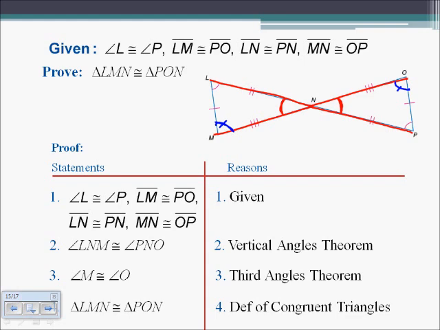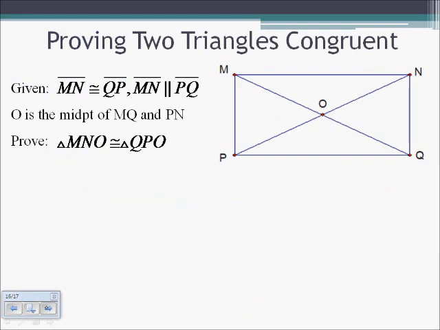Alright, let's take that and apply it to a little more difficult proof here. Proving two triangles congruent, given that MN is congruent to QP and MN is parallel to PQ, also given that O is the midpoint of MQ and PN, prove that triangle MNO is congruent to triangle QPO. Now there's nothing listed for us on this picture, so what we're going to do is mark up what we know right away.